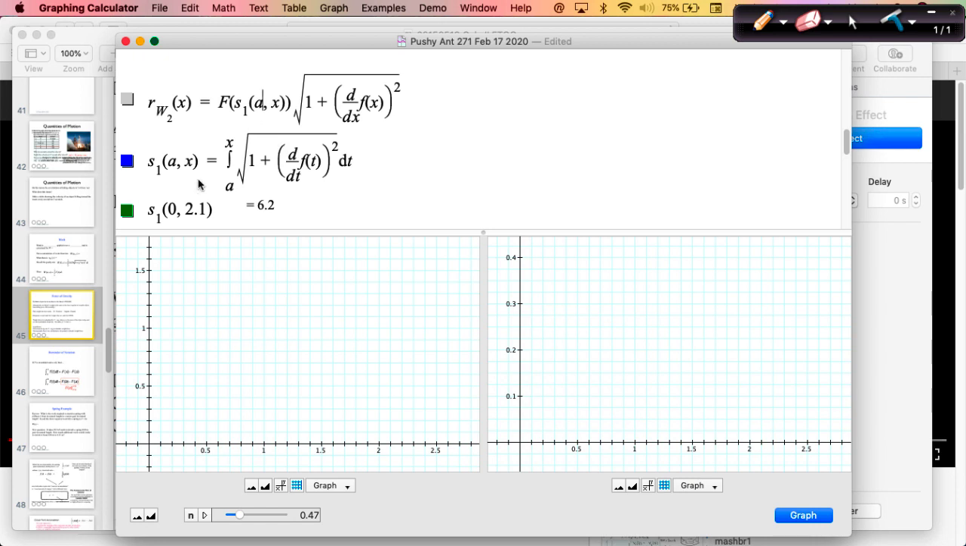So when I come here, I need to specify what it is I want A to be. I don't want it to be 1. I want it to be 0. Okay, so now the rate function is correct. 0 there.